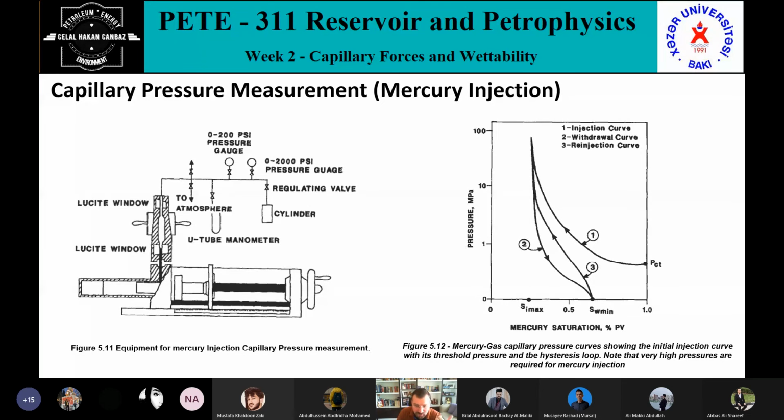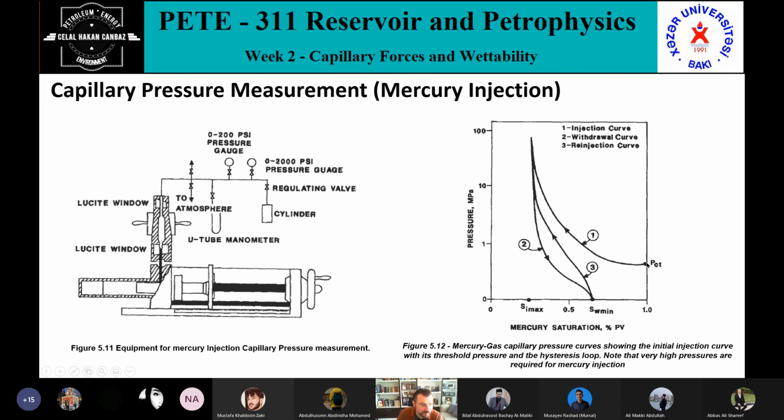In the previous one, we were doing the same thing for water, right? We were fulfilling with 100% water, and we were monitoring the differences. So now here you have a core plug, and you are injecting directly. So the first one herein, the injection curve.